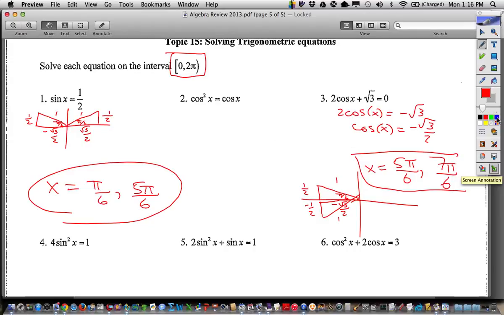All right, now this one in the middle. Sometimes we have to get 0 on one side. Whenever you see a power, that's usually what you have to do. So we would subtract cosine over here. We wouldn't want to divide by a cosine. That would be bad here. That would lose a solution if you did that. So we want to subtract the cosine over, and then we want to take out a cosine.